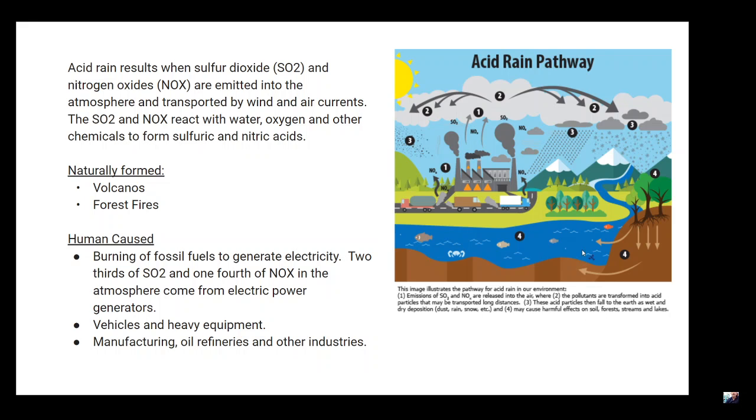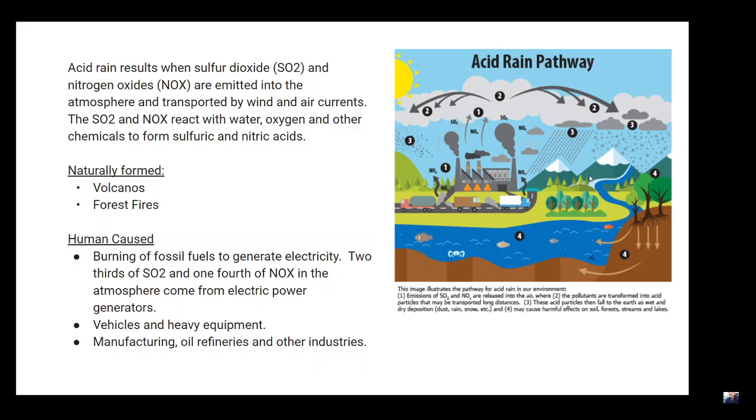There's a reason why we have acid rain, where there are natural as well as human caused elements that cause acid rain. It can happen due to natural events, but do know most of the acid rain we deal with nowadays is human caused. Acid rain results when sulfur dioxide, SO2, and nitrogen oxides, NOx, are emitted into the atmosphere and transported by wind and air currents. The SO2 and NOx react with water, oxygen, and other chemicals to form sulfuric and nitric acids.